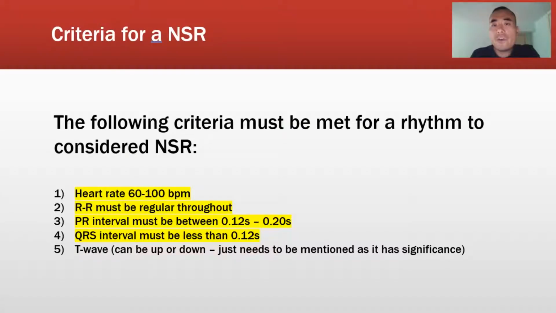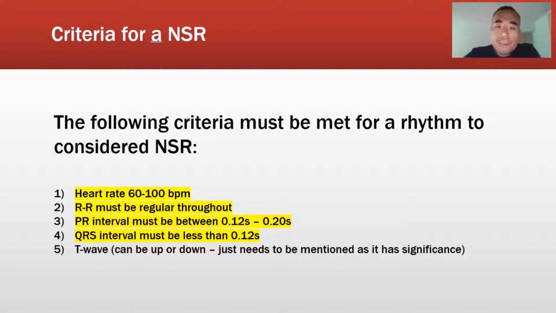In order for a rhythm to be called a normal sinus rhythm, a few criteria must be met. Number 1, the heart rate needs to be between 60 to 100. Anything less than 60, we call bradycardia. Anything above 100, namely 101 and more, we call tachycardia. So 60 to 100 would be our normal heart rate that we're going to look for.